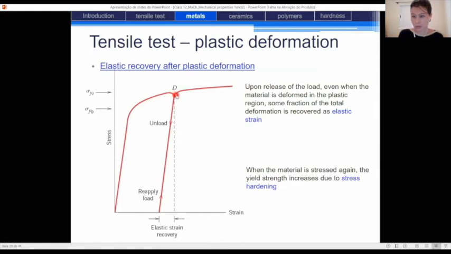once the metal has been stretched in the plastic regime and we stretch it again, we have created dislocations. These dislocations are numerous, and they are more difficult to move again. That's why the yield strength to reach the plastic deformation domain, to be able to deform this metal again, is higher. So this is strain hardening, which is very characteristic of metallic materials.